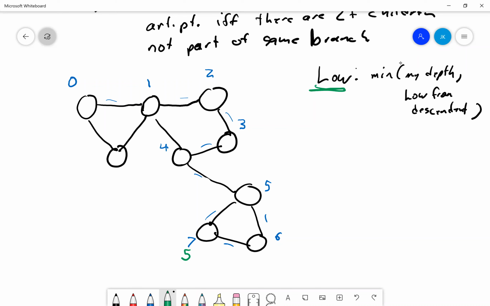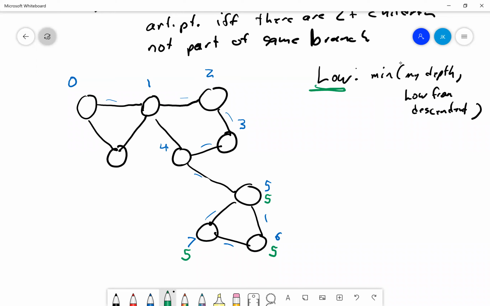The low value for this is 7 or 5. As far as 6, what is its low value? It could be 6, or it could be the low from a descendant. The only descendant right here is number 7, so it's also going to have a low value of 5. 5 is going to have a low value of itself or the low from the descendant. Either way, the answer there is 5. Okay, back up here to number 4.